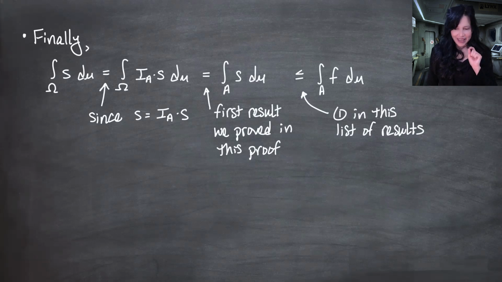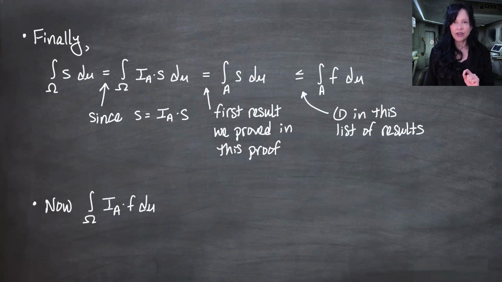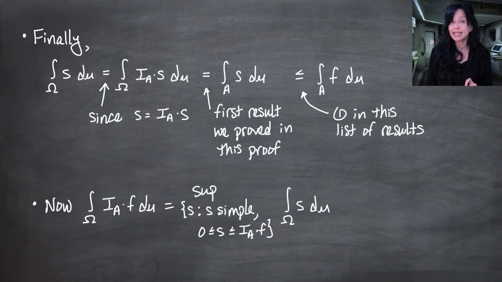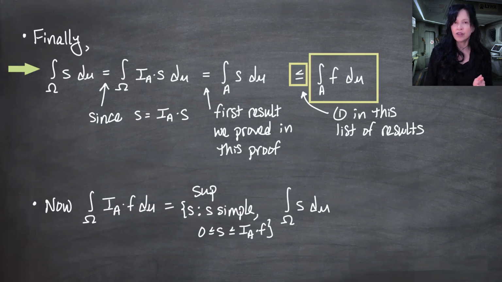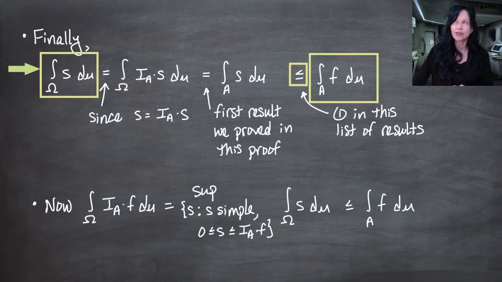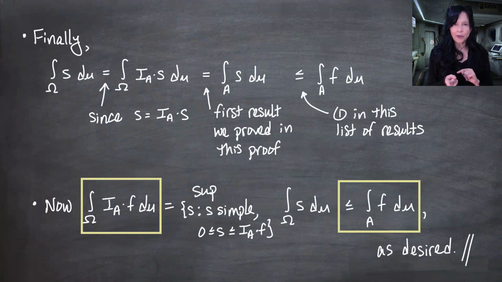So the final thing I care about is the integral over omega of the indicator times f d mu. This is a supremum of integrals over omega of s d mu, where the supremum is taken over all simple s between 0 and the product of the indicator and f. And what we saw up here is that this is an upper bound for all such integrals. So the supremum, the least upper bound, is less than or equal to any given upper bound. This is less than or equal to the integral over A of f d mu. And this is what we wanted to show. This is the reverse inequality.